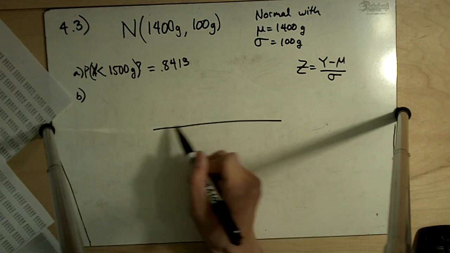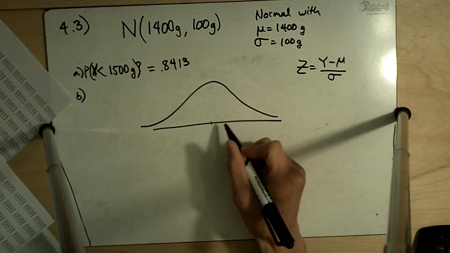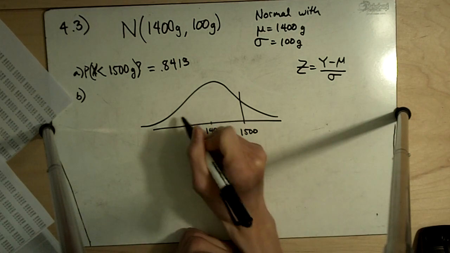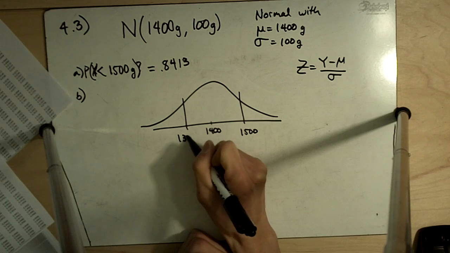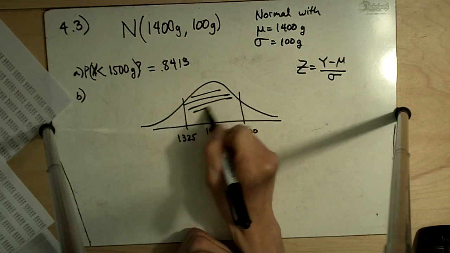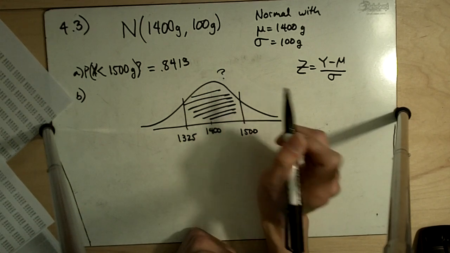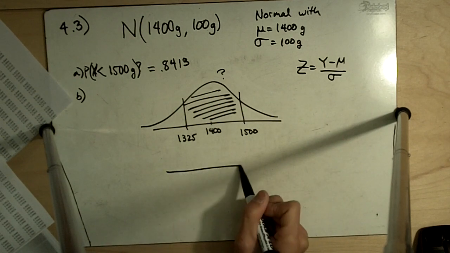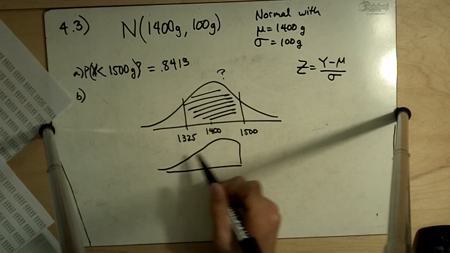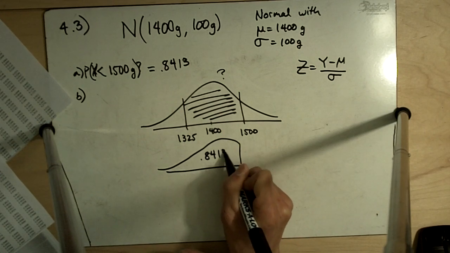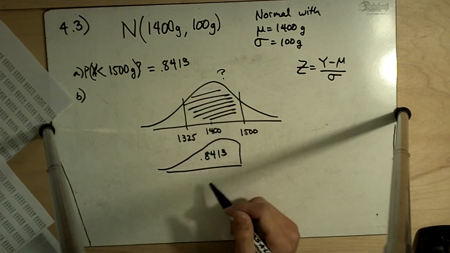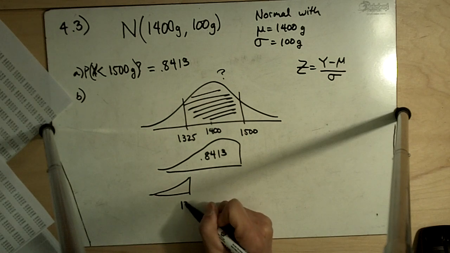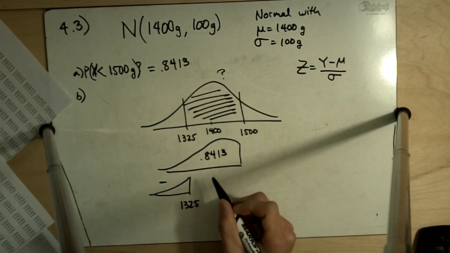B asks, between 1325 and 1500. Okay, so in our picture here, we're centered at 1400. We draw a line at 1500, and we draw a line at 1325. And we want to know the area in between. We found the area to the left of 1500, that's 0.8413. To find the area in between, we're going to subtract off this part, which is the area to the left of 1325.